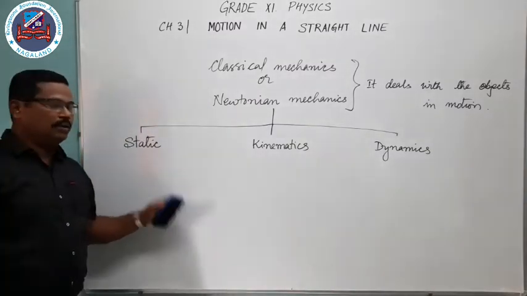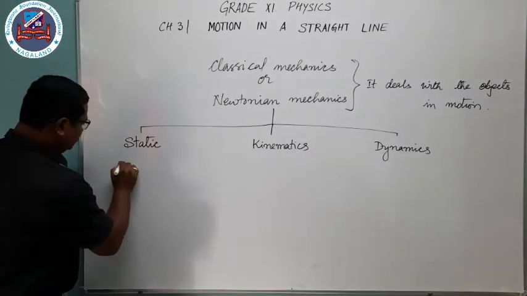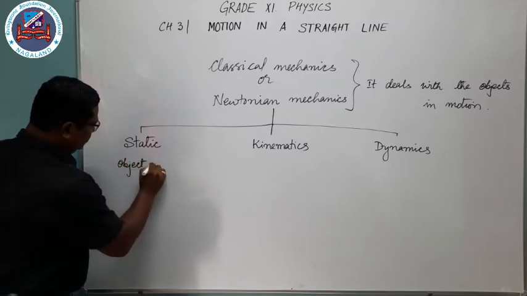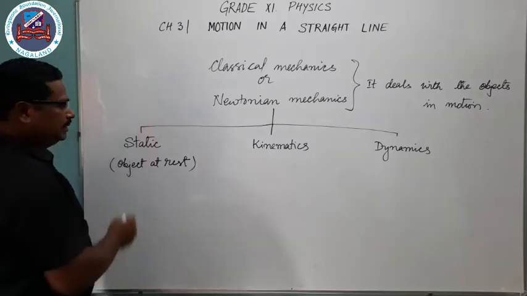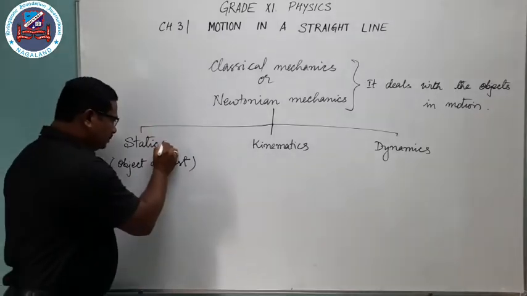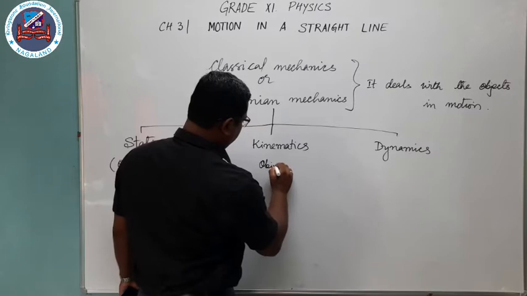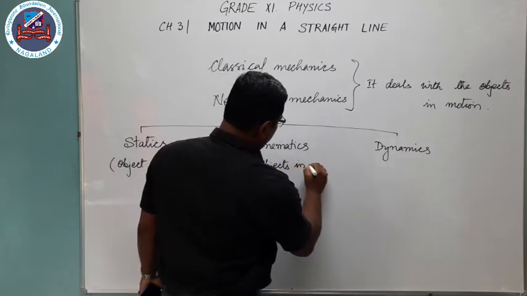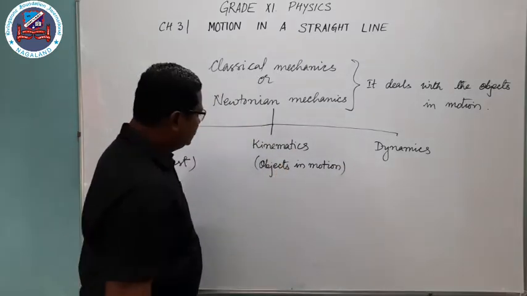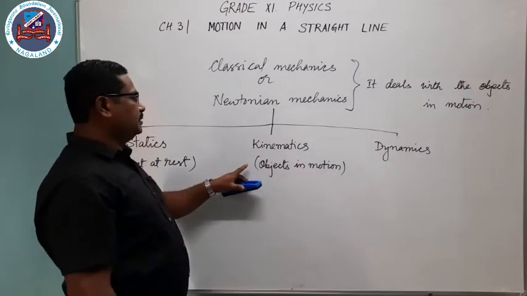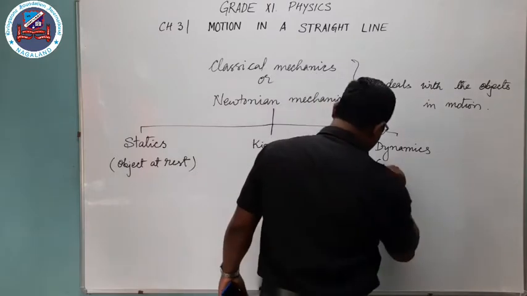In statics, the body is at rest, it is not in motion. The body will be at rest, or the object at rest. This branch of mechanics we call statics. And when you say kinematics and dynamics, in both the cases the objects will be in motion. Kinematics is that branch of mechanics that deals with the objects in motion. And dynamics, also the objects are in motion.